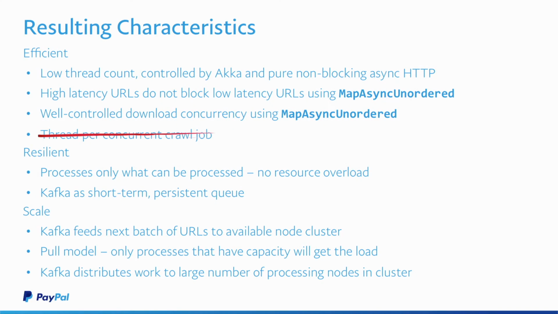What we get out of it is a very efficient system, very low thread count. This thread count is actually controlled by Akka, by the parallelism factor in Akka, the min parallelism, and so forth. And this is more of a batchy workload. And then we use a pure async HTTP client that doesn't use threads, so it doesn't cost us to have parallelism on the internet.